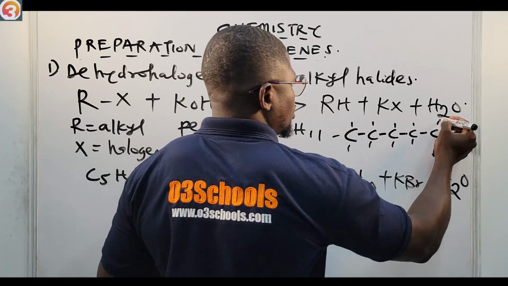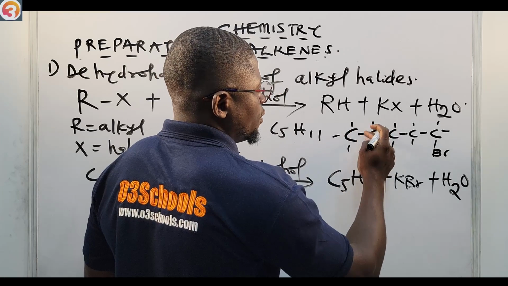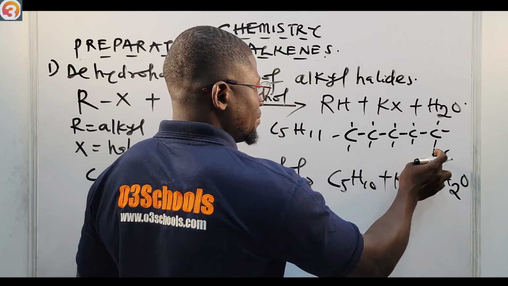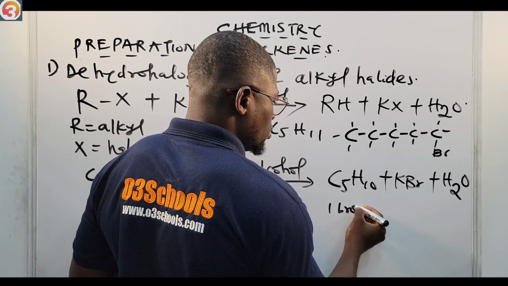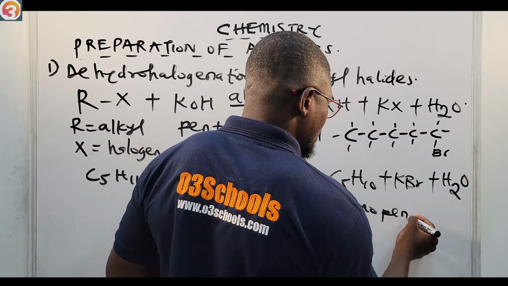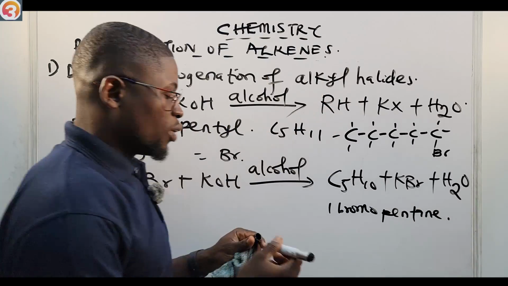Right, this. Okay, the structure is complete. 4 bonds on each carbon. All right, so this will be 1-bromo. Then what is this now? Pentane. So this is 1-bromopentane.